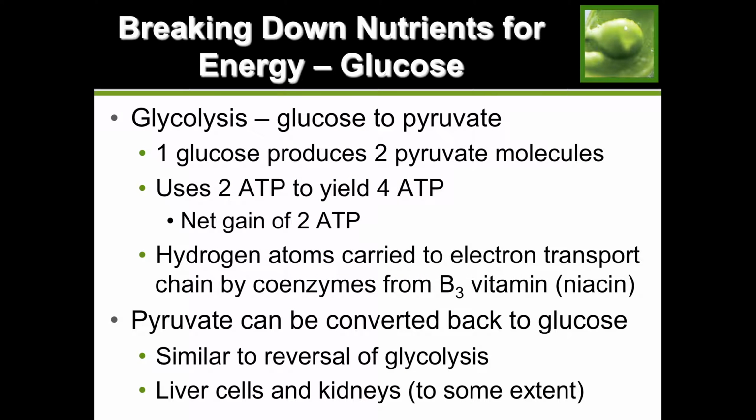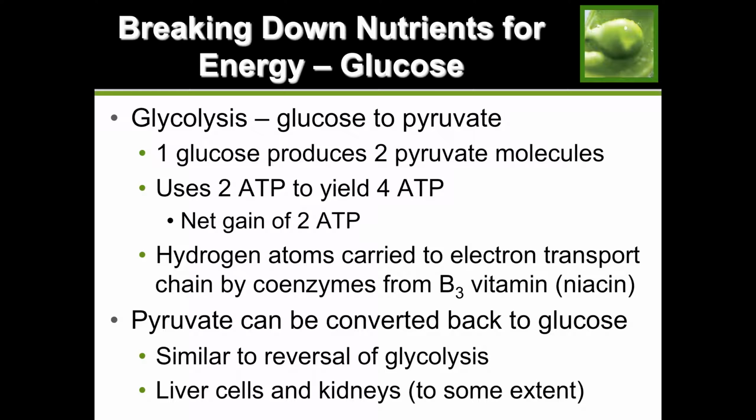All right, so what is glycolysis? This is when glucose is converted to pyruvate, okay? 1 glucose produces 2 pyruvate molecules. So it does use 2 ATP, but then it yields 4, so you have a net gain of 2 ATP. Any hydrogen atoms that are left over are carried to the electron transport chain by the coenzyme from B3 vitamin, or another word for it is niacin.